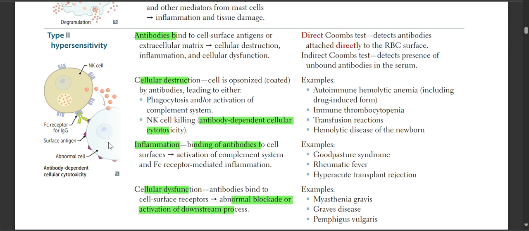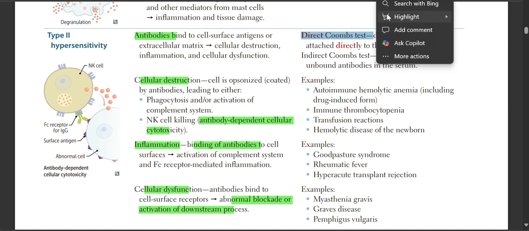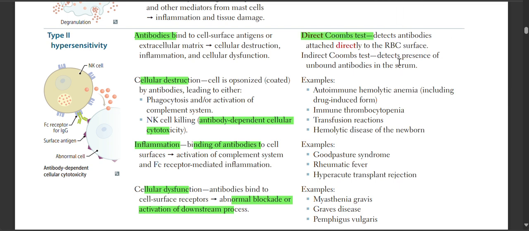Now tell me, what is a method that we can use to detect antibodies in the blood? Coombs test. So for type 2 hypersensitivity reactions, we can perform a Coombs test, either direct or indirect, but you can perform a Coombs test.